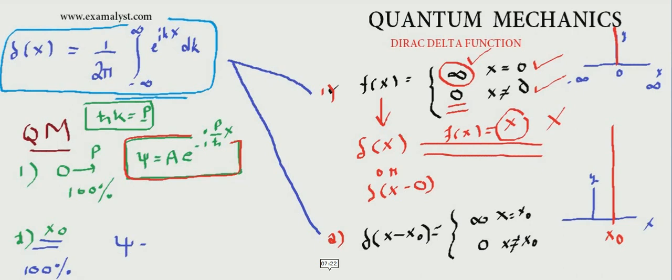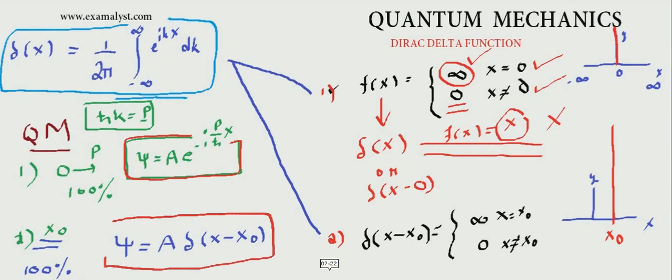Yes, the wave function of this particle can be written with the use of the Dirac delta function. So it can be written as delta of x minus x naught. Why minus x naught? Because the particle is found at x naught. So this is the wave function of a particle whose position is exactly known. So Dirac delta helped us to do this.